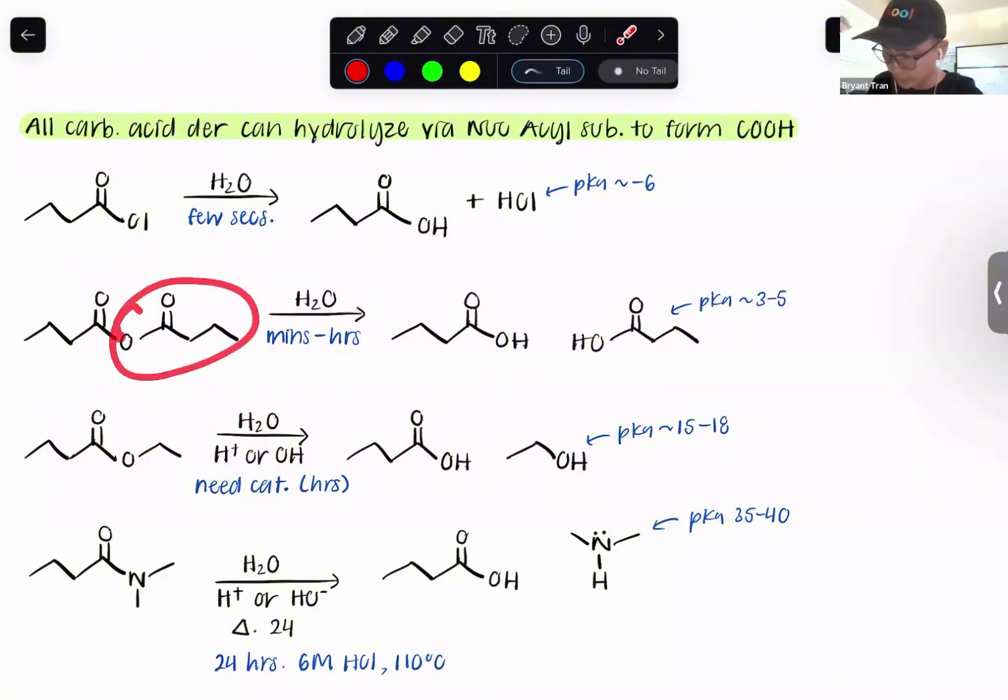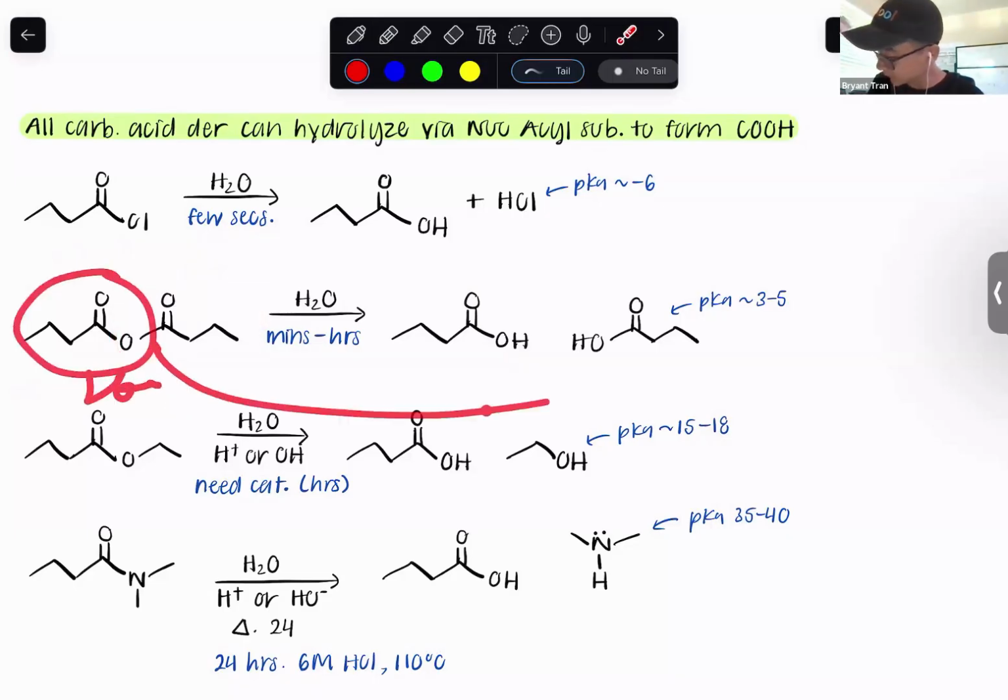Right? We're basically substituting that leaving group with the OH right there from the water. Okay? Because this is symmetrical, we get two of them, because this can be the LG, the leaving group, or this can be the LG, the leaving group, creating that right there.